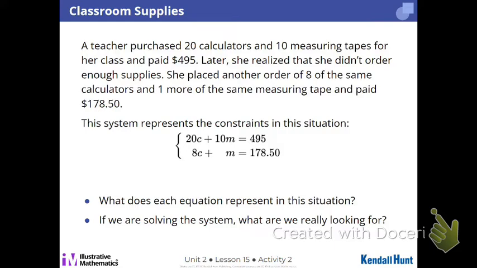Okay, so next, you don't need to write this down yet, but let's try doing the Diego method from yesterday, okay? So we're going to add these together. Why would you add them? And we get 28C plus 11M equals 673.50.